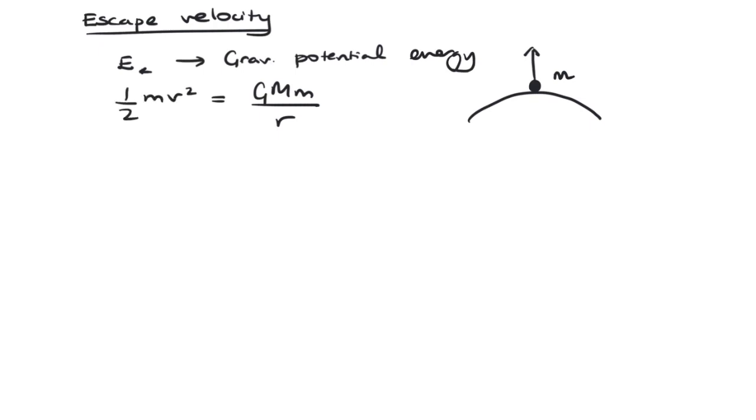If we cancel out the obvious m's, we get v as the square root of 2GM over r. So no matter what the mass of the object we're trying to lift off is, what matters is the mass of the actual planet, because the gravitational field is created due to that planet, and the distance r, which is at the surface here, but it could be any distance between the planet and the object. So r is just the distance between the two.